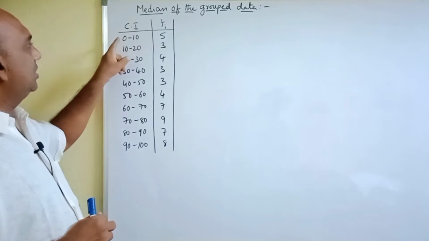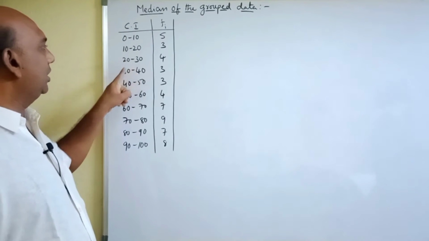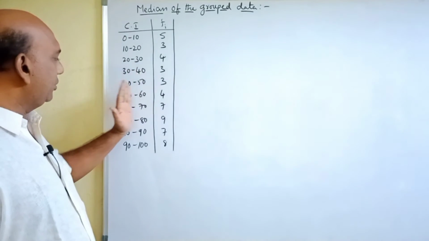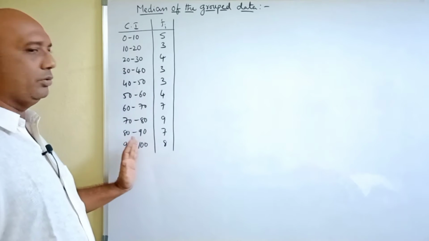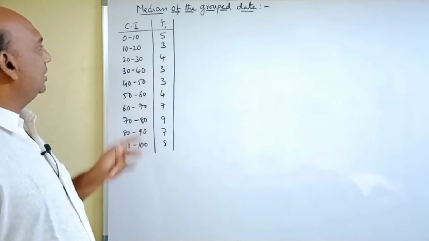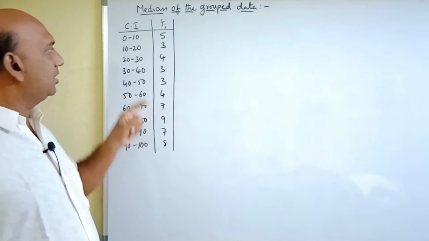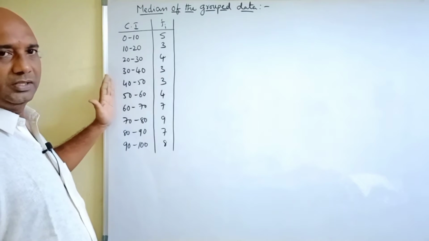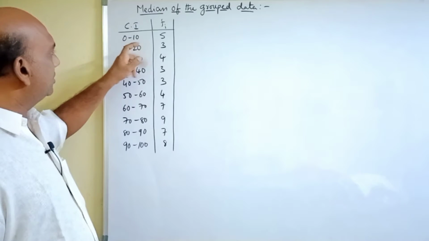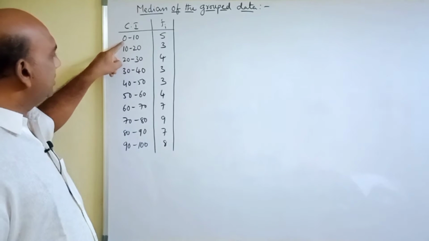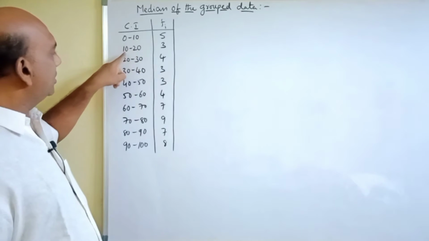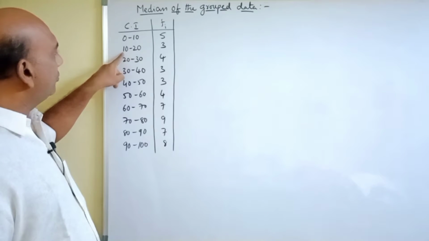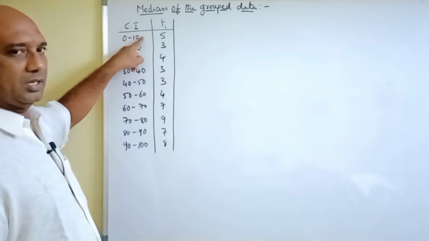So the class intervals are 0 to 10, 10 to 20, 20 to 30, 30 to 40, 40 to 50, 50 to 60, 60 to 70, 70 to 80, 80 to 90, 90 to 100. These are called exclusive classes because in these classes, there is a lower boundary and an upper boundary, and in the next class the lower boundary is equal to the upper boundary of its previous class.